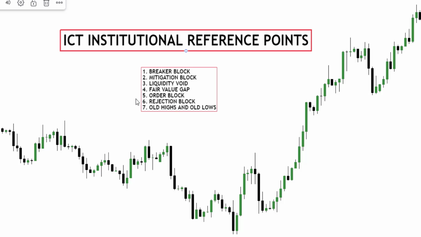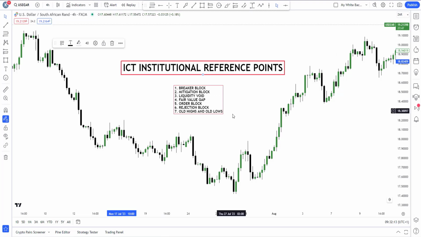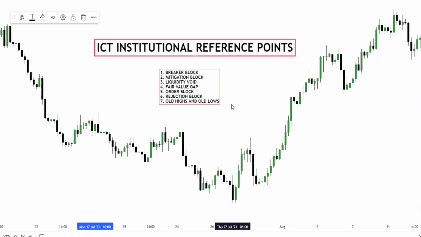In this video, I will be going through every single ICT institutional reference point and explaining it in detail. If you don't know what exactly these institutional reference points are, they are basically some of these ICT concepts that you often hear among ICT concept traders.